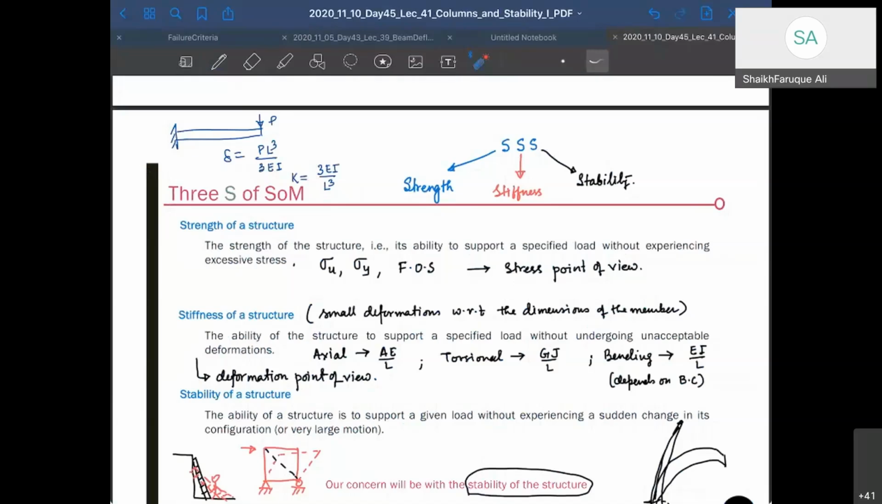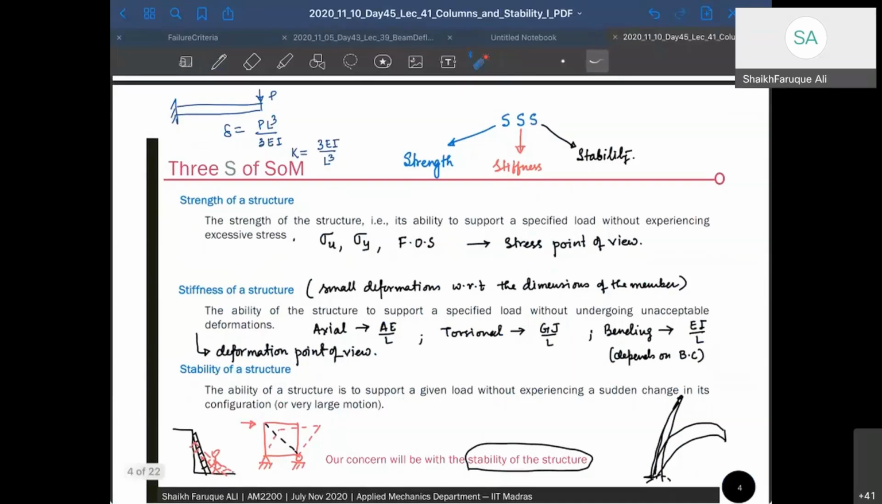And the next important part of the structure is stability, whether a structure is stable or not. The load may be within the strength of the structure, the deformation should be within the given limits, so stiffness is a reasonable amount, but even then the structure can be unstable. That means you give some different kind of load, and the structure may fail.